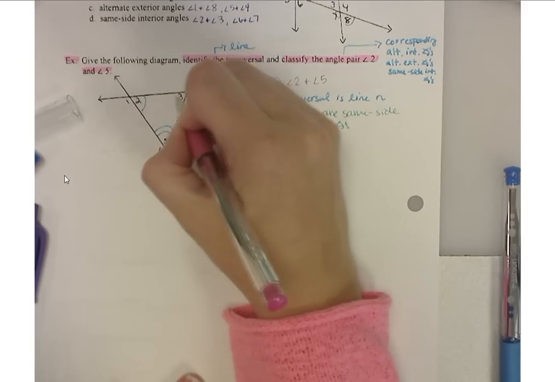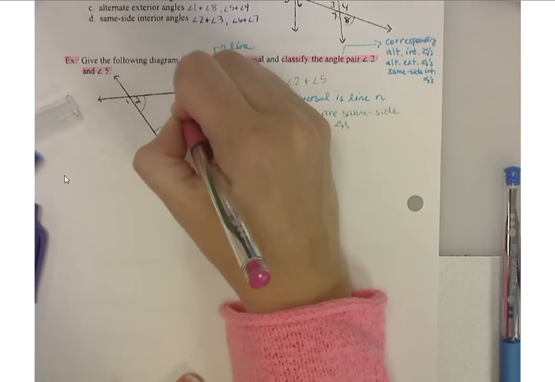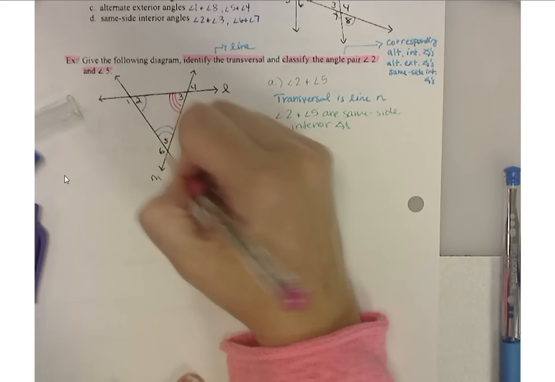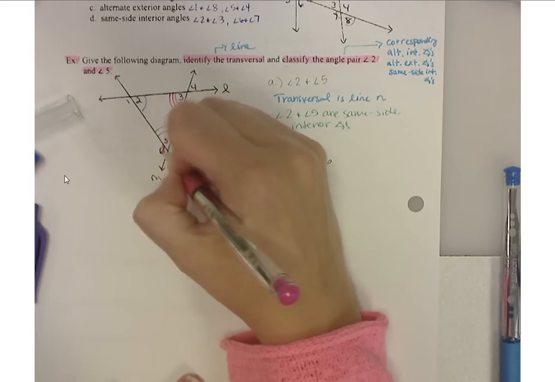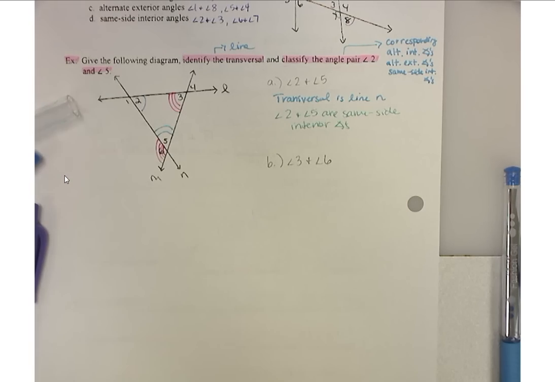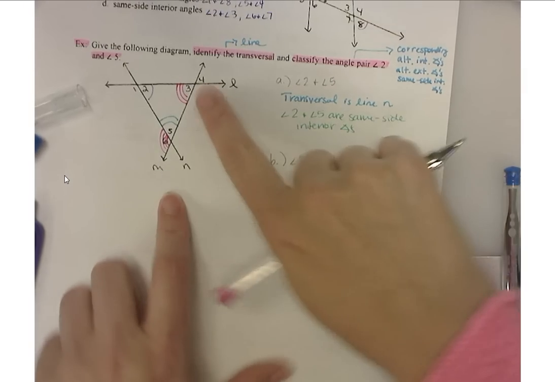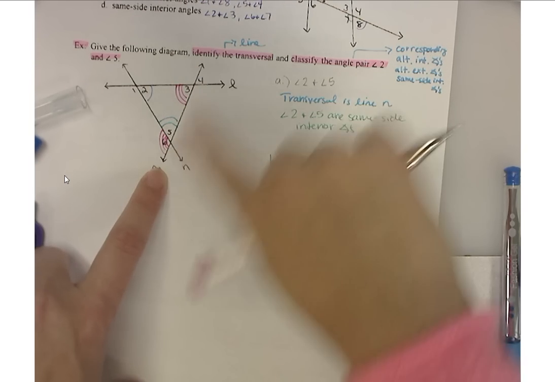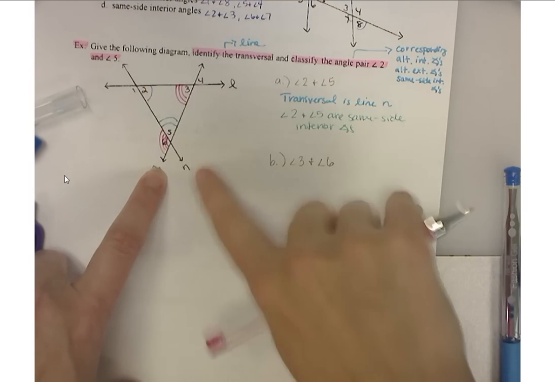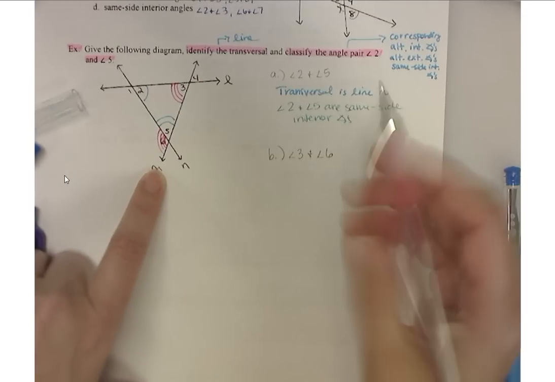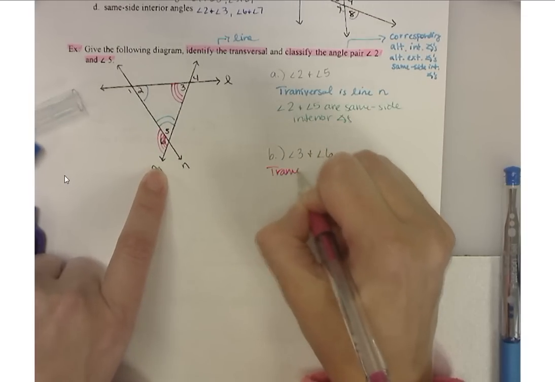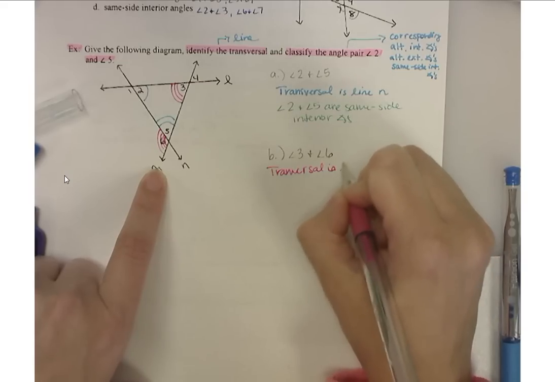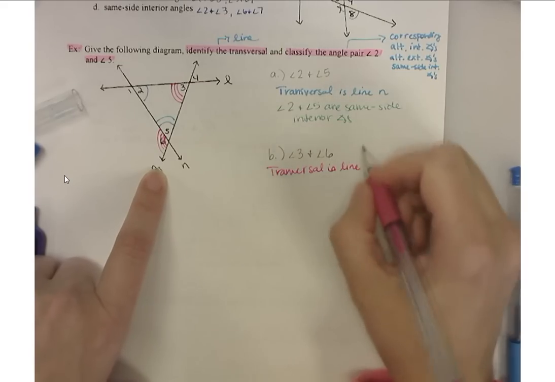So here's angle 3. I'm going to mark this just with 3 lines because I have 1, 2, 3. And angle 6, and I will mark this with 1, 2, 3, 4. So again, to find the transversal, look at the line that both of these are on. Both of these lie on line M, right? N only has one angle, L only has one. So your transversal is, okay, line M.